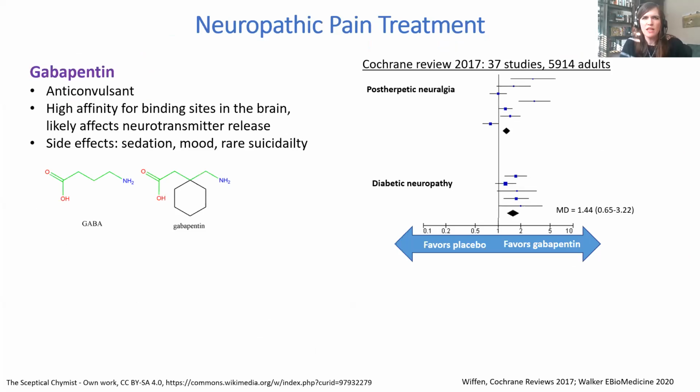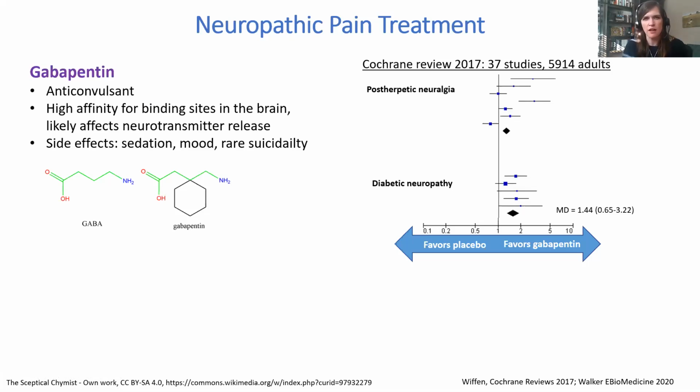I'm going to switch gears a bit and talk about treatment of neuropathic pain. As I mentioned in the introduction, this is treated very differently than nociceptive pain. First line treatment for neuropathic pain is gabapentin. This is an anticonvulsant. It has a high affinity for binding sites in the brain, so it's felt that the mechanism of pain relief is likely related to altered neurotransmitter release. It's been well studied in adults with different types of neuropathic pain, including post-herpetic neuralgia and diabetic neuropathy, where it has been shown to be helpful.